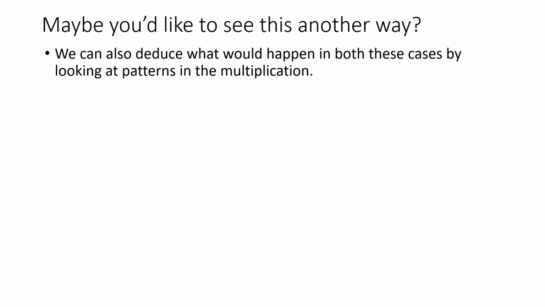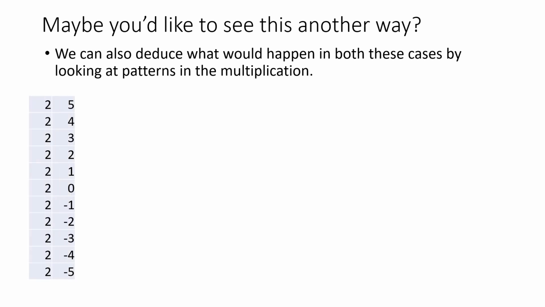So maybe you'd like to see this another way. Now, this is one of those things where by attempting to explain something multiple ways, sometimes you can make it better, sometimes you can make it worse. I'm obviously endeavoring to make it better. So I want to show you that you can deduce what would happen in both of these cases by looking at patterns in the multiplication. So if the number line, you're just not sold on this changing direction thing, maybe this will make some sense to you as well.